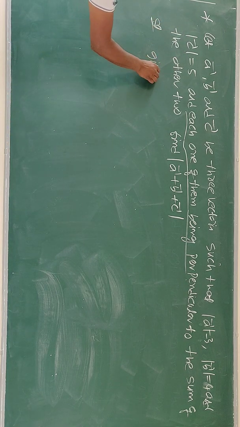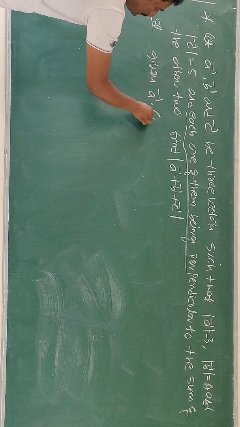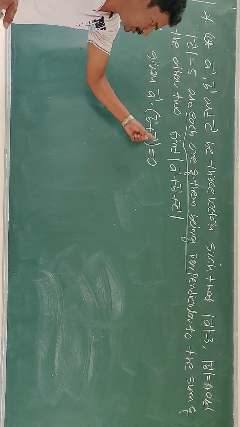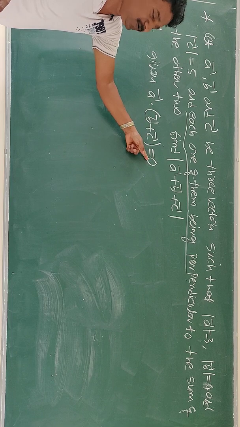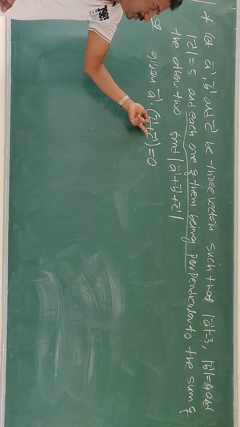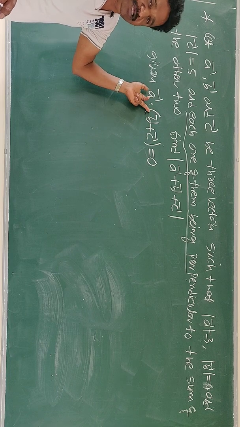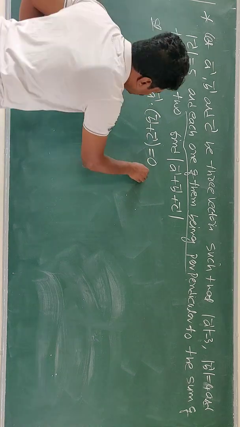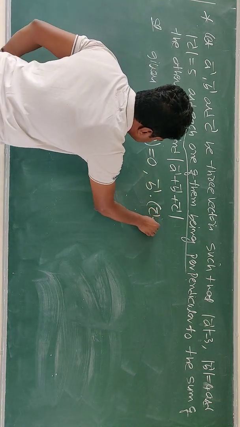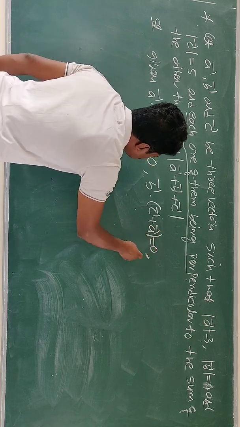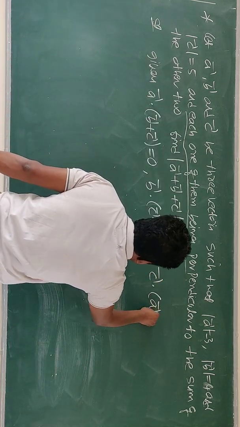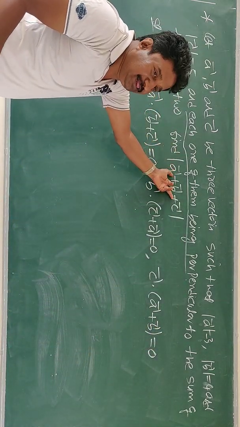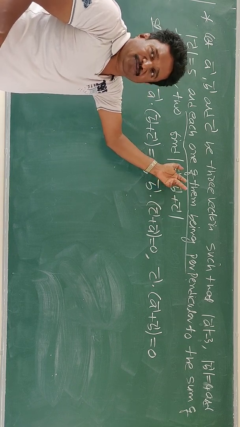So what is given? A dot (B plus C) is equal to 0. 0 or the 0 vector? 0, because it is a dot product, and a dot product is a scalar quantity. Perpendicular means the dot product should be 0. Next, B dot (C plus A) is 0. Next, C dot (A plus B) equals 0. And now it is asked to find the length of A plus B plus C.